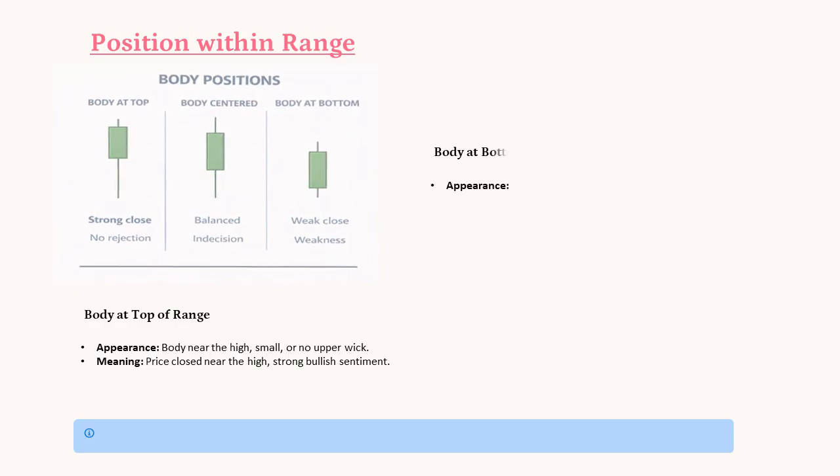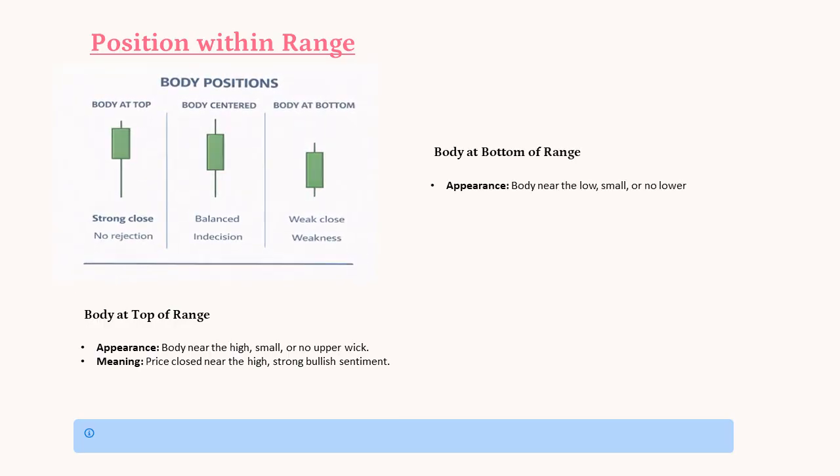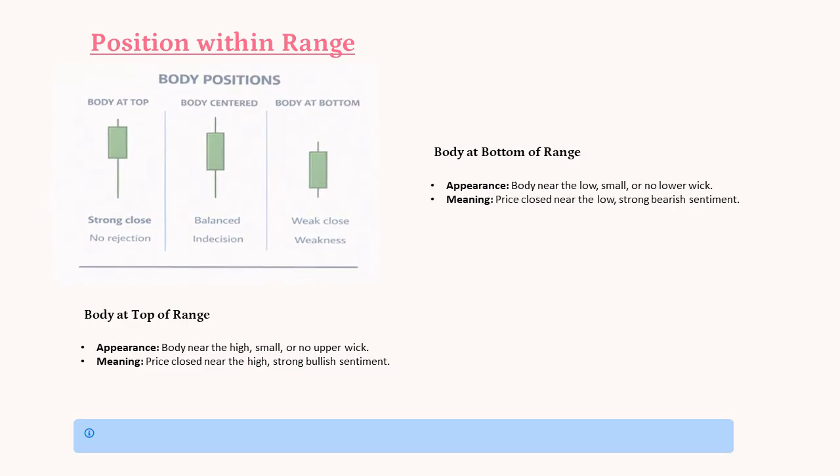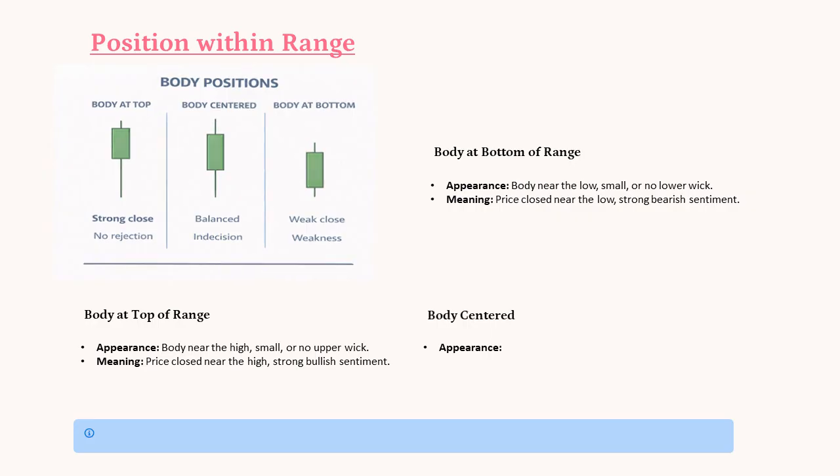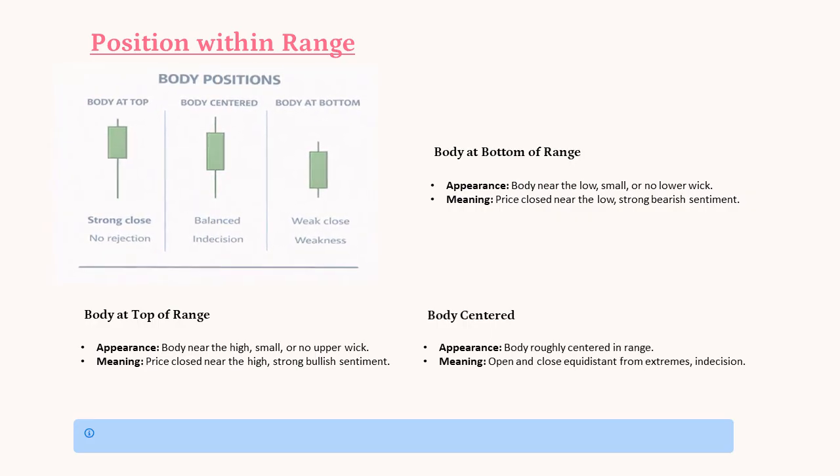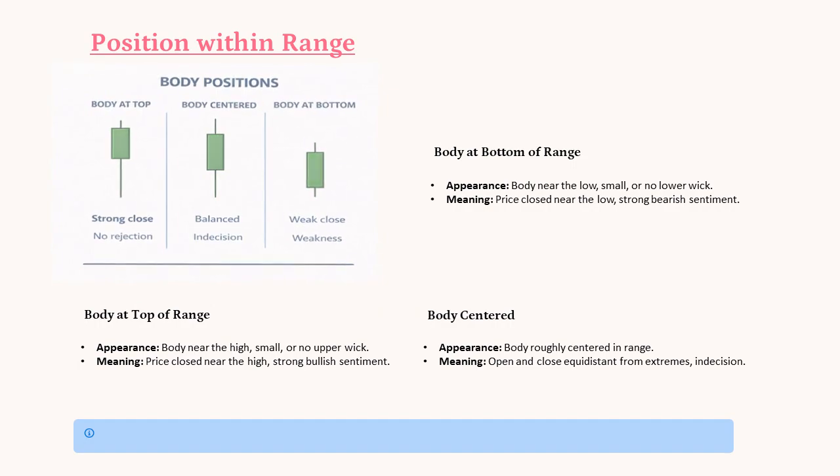A body at the bottom of the range with little or no lower wick means price closed near the low. This shows strong bearish sentiment. A body centered in the range with wicks on both sides shows indecision. The market went up and down and settled in the middle.